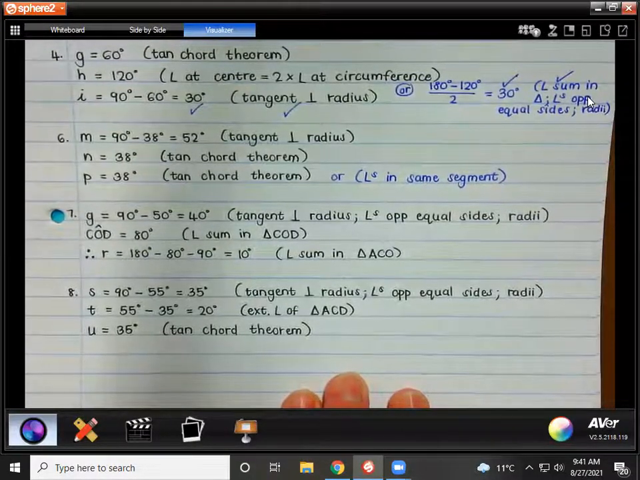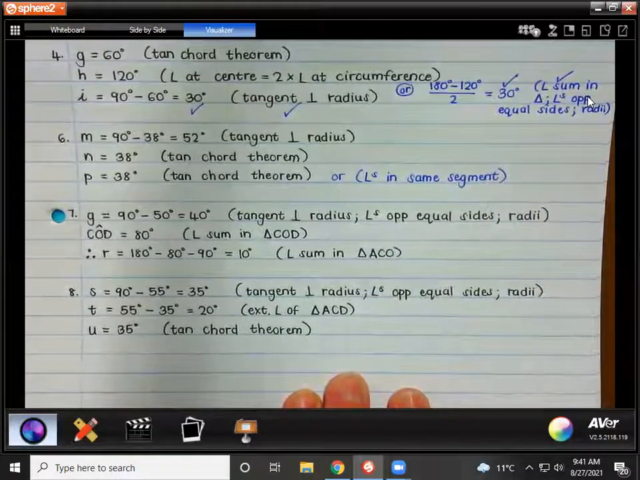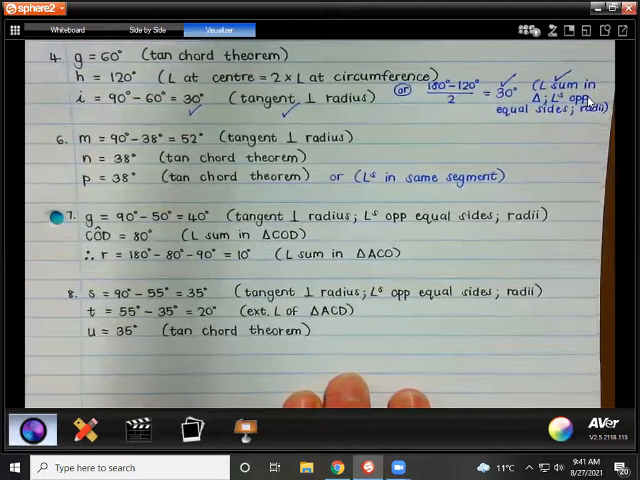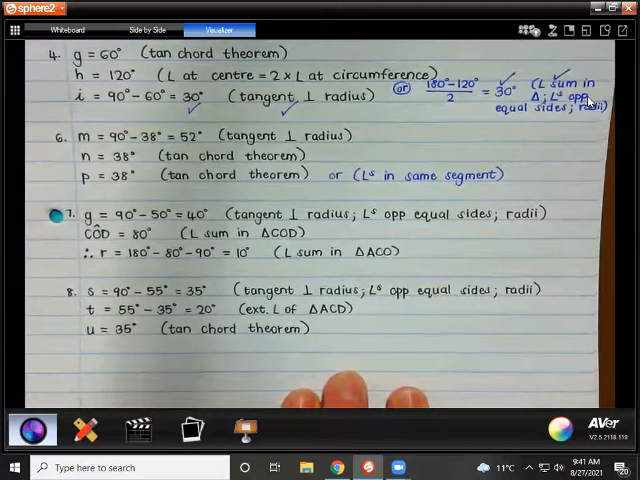Are there any questions so far, guys? Yeah. Yeah, that's fine. Yes, with tan chord theorem as one reason. Yeah, that would be fine.